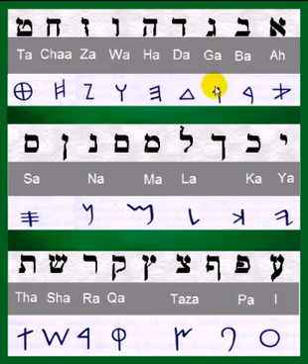Then you got Ga in the Assyrian script, and Ga in the Lashon Kodash. Da, Da, and you can see the pronunciations right here. Ha, and then the Ha in the ancient Hebrew. Wa, and the Wa in the ancient. The Za in the Assyrian script, Za there, and this is the Za in the ancient Hebrew. Cha, Cha, Ta, Ta. Then you got Ya, Ya, and then you got the Ka.